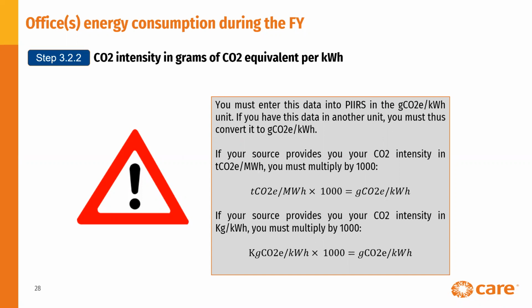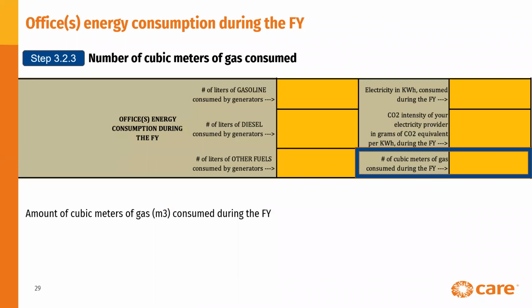Finally, we move on to the amount of cubic meters of gas, which would be in cubic meters, m3, consumed during the fiscal year. So this question provides an overview of the total amount of cubic meters of gas consumed by your office, for example, for heating and cooking if there's a kitchen in the office. Gas consumption can correspond to different types of gases, of course, which can be natural gas, propane, butane, or liquefied petroleum gas, which is LPG.